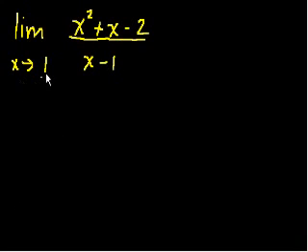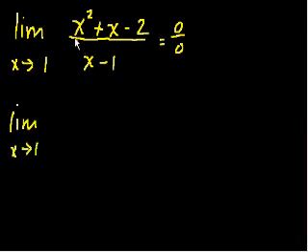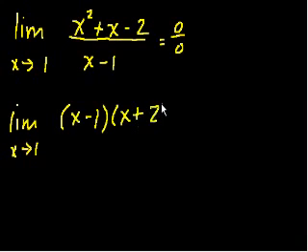Well, once again, let's see what happens when x equals 1. You get 1 squared plus 1, so it's 2, minus 2. You get 0 over 0. So once again, we get 0 over 0, and we have to do something to simplify it. Well, let's factor the top. So that's the same thing as the limit as x approaches 1 of x minus 1 times x plus 2, over x minus 1.